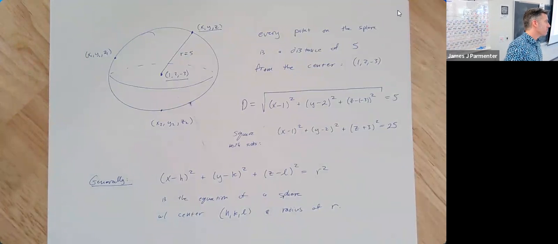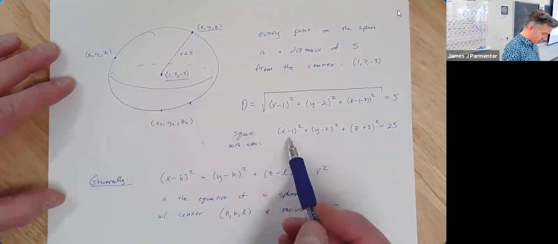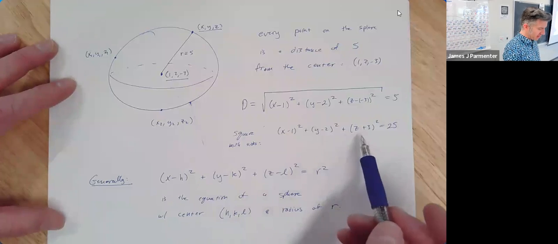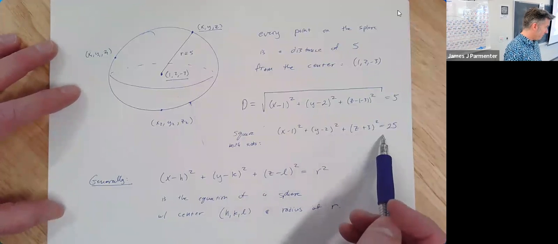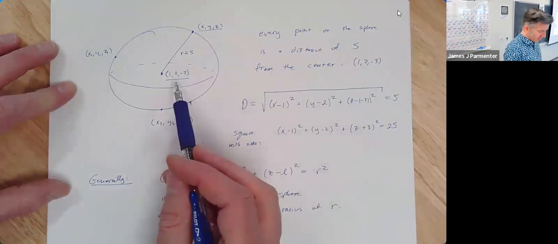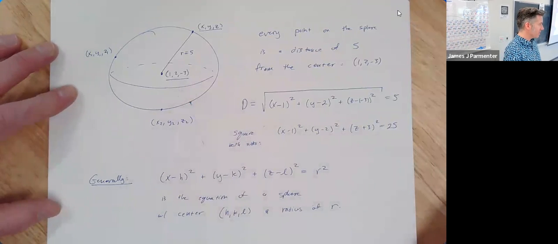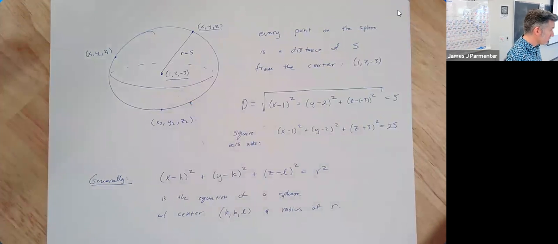Question: is the center of the sphere a point on the sphere? Not. It's still the most important point we care about, but the center of a sphere or the center of a circle is not actually part of the sphere or the circle. And we can see that if you plug in the point 1, 2, -3 here, 1 minus 1 is 0, 2 minus 2 is 0, -3 plus 3 is 0. Does 0 equal 25? No, that center of your sphere doesn't satisfy the equation of the sphere. That's okay, it's not supposed to.